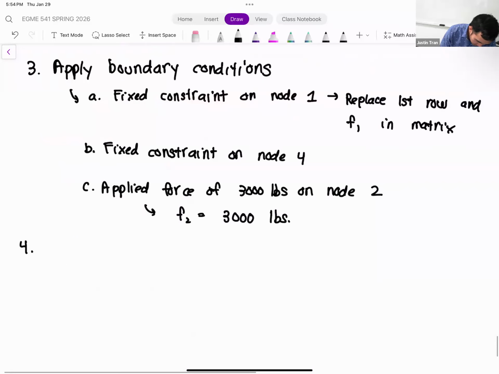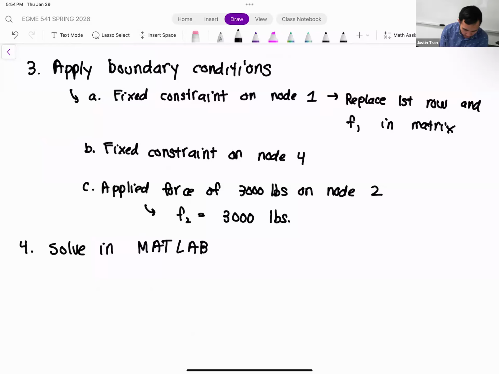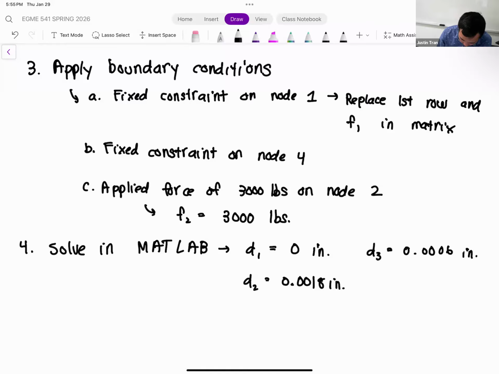And so step 4, solve in MATLAB. Refer to last lecture in terms of how you put a matrix like this into MATLAB. And if you do that, you get D1 is equal to 0 inches. D2 is 0.0018 inches. D3 is equal to 0.0006 inches. And D4 is 0 inches.